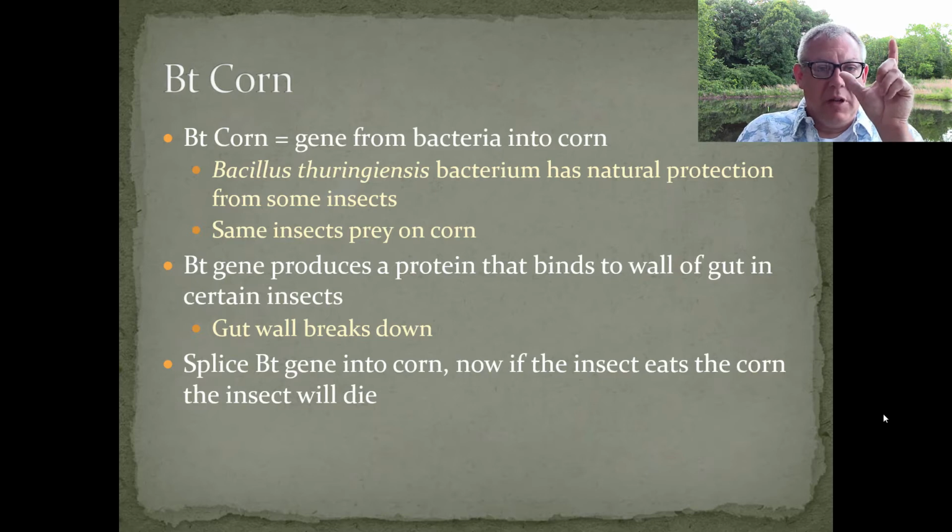So scientists cut this gene out of the bacterium and spliced it into corn. Now the corn produces that same protein. Those insects also like to eat corn, but the same thing happens. If they eat the corn, the protein binds to their gut wall and it kills them. And so that's another example of a GMO.